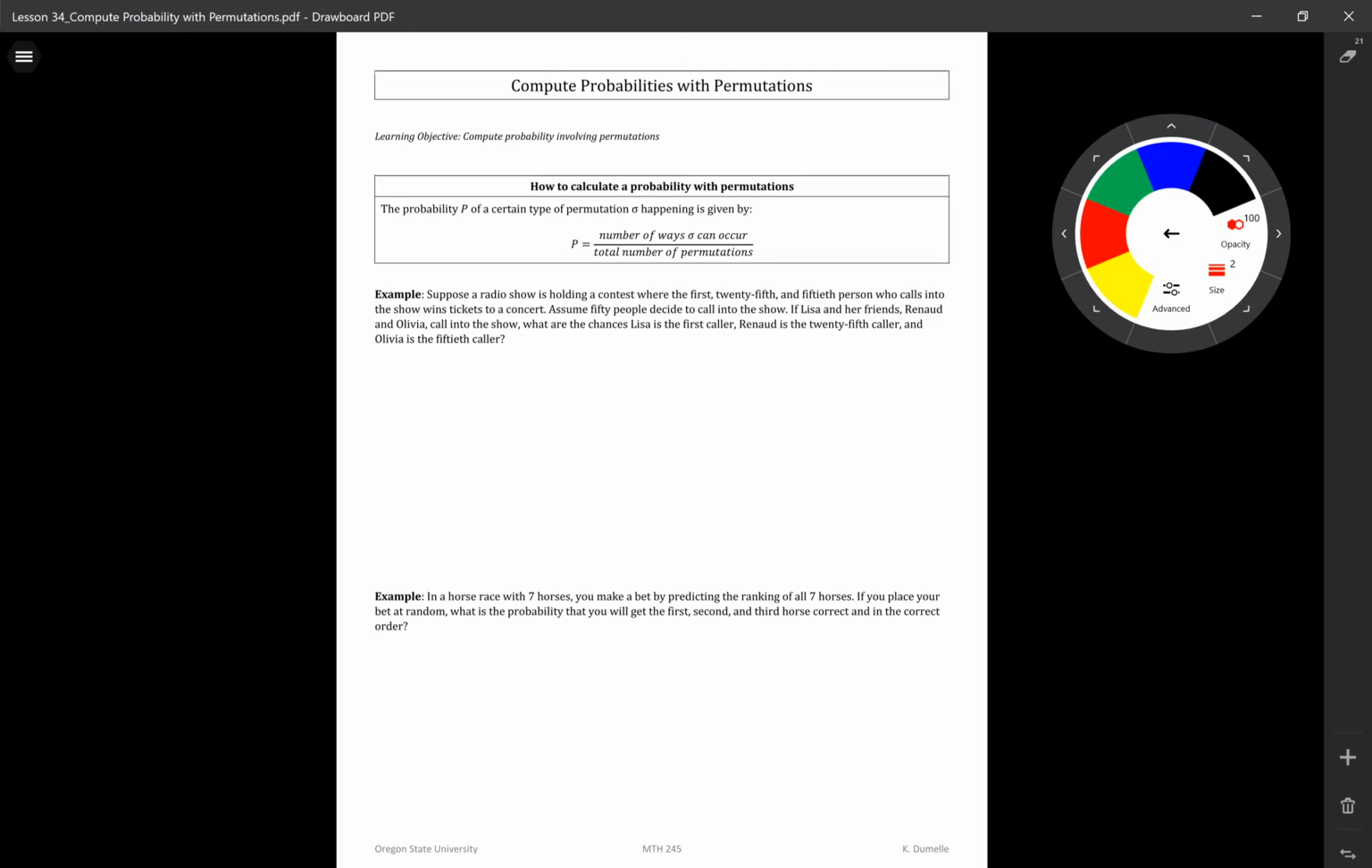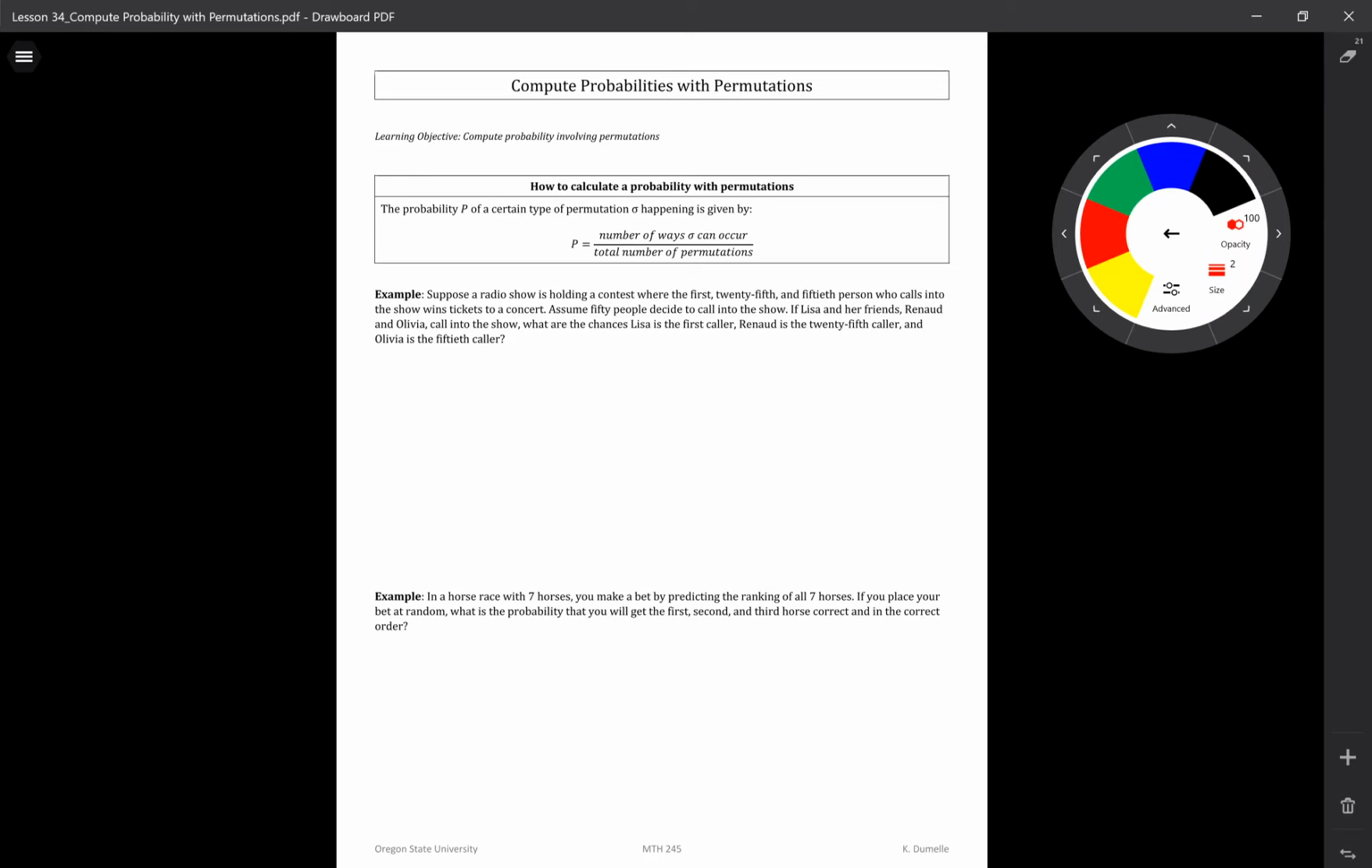So in our first example, suppose a radio show is holding a contest where the first, 25th, and 50th person who calls into the show wins tickets to a concert. Assume 50 people decide to call into the show. If Lisa and her friends Renaud and Olivia call into the show, what are the chances that Lisa is the first caller, Renaud is the 25th caller, and Olivia is the 50th caller? So we have 50 people that are calling here, but I need 3 people, Lisa, Renaud, and Olivia, to be in specific places. So let's maybe draw this situation out.